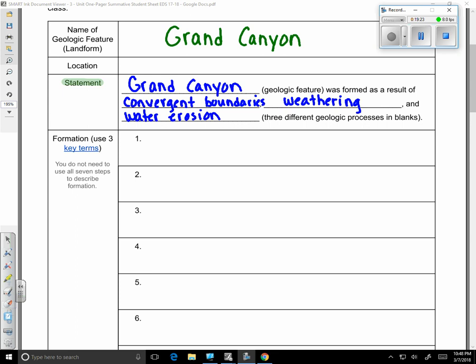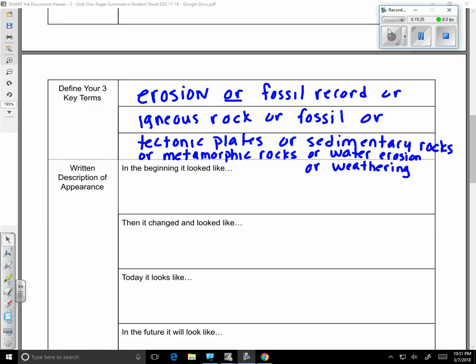So the next section that I want to talk about is defining your 3 key terms. There are a lot of words that you can use here. You can use erosion or fossil record or igneous rock or fossil or tectonic plates or sedimentary rocks or metamorphic rocks or water erosion or weathering. You are going to pick 3 of those and you're going to define them in a complete sentence in your own words.